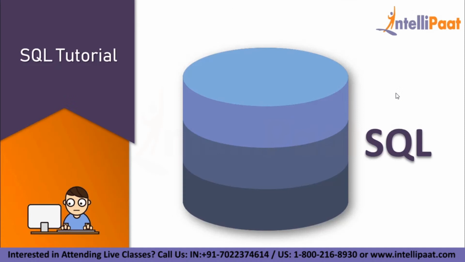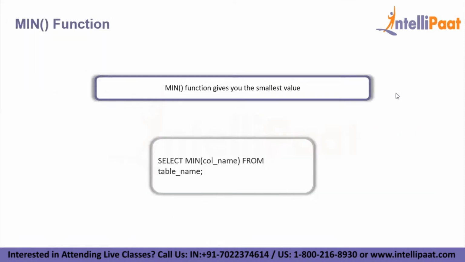Hey guys, welcome back to this SQL tutorial series. Let's start with the min function. The min function gives the smallest value in a column. Let's look at the syntax. First we give the select keyword, then we give the min function, and inside the parenthesis, we specify the name of that column from which we are supposed to find the minimum value.